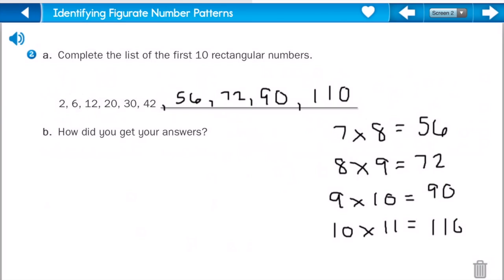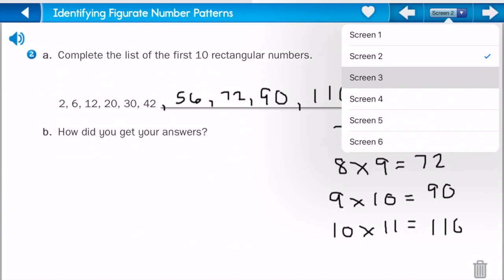And then how did we find that answer? So what we did is we just kept multiplying the next two counting numbers. So we knew that 6 times 7 equals 42. And so to find the next rectangular number, we just multiplied 7 times 8. And then we just kept going. So that's how we followed that pattern. Let's go on to the next screen.